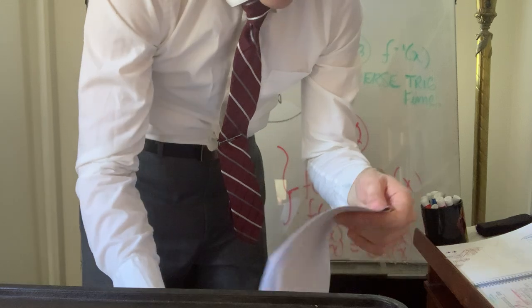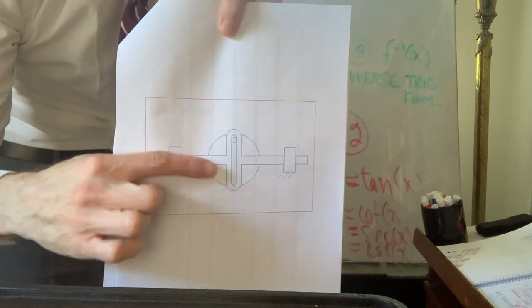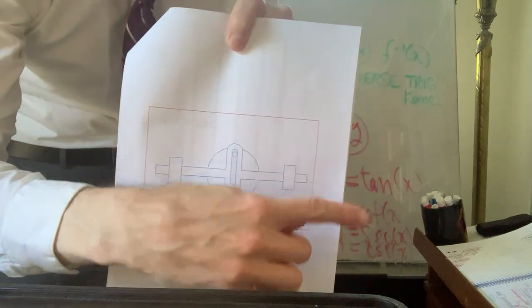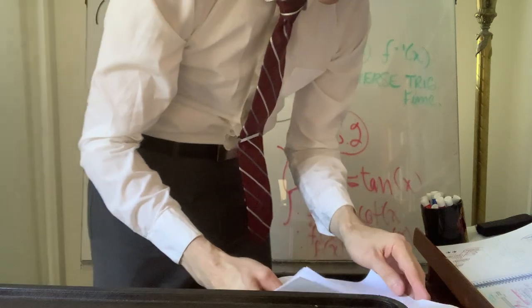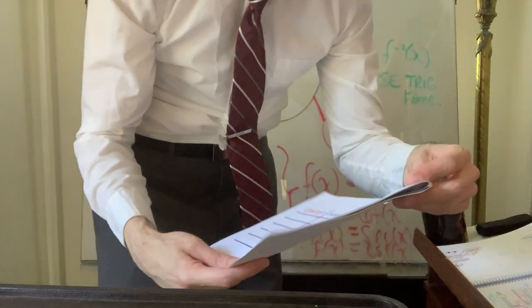This is a picture of something called a Scotch yoke. You don't have to print this, but it's an interesting device that basically translates circular motion into reciprocating linear motion. I have a GIF that I swiped from the internet that I want to show you.